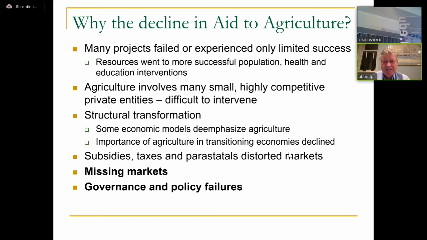Subsidies, taxes, and the parastatals, the public organizations involved, and markets have distorted those markets. And very importantly, there are missing markets, particularly things like credit and input markets for agriculture, and governance and policy failures. The World Bank has strongly emphasized these latter two factors, the missing markets and the governance and policy failures, as one of the principal reasons for the decline in foreign assistance to agriculture.